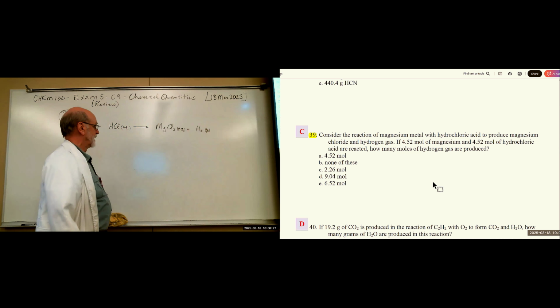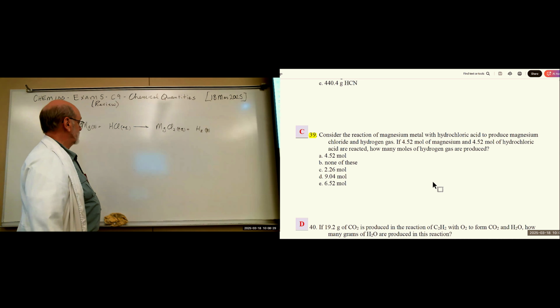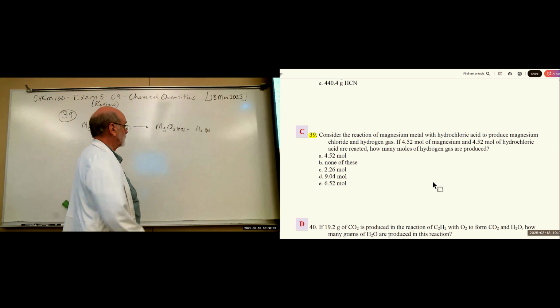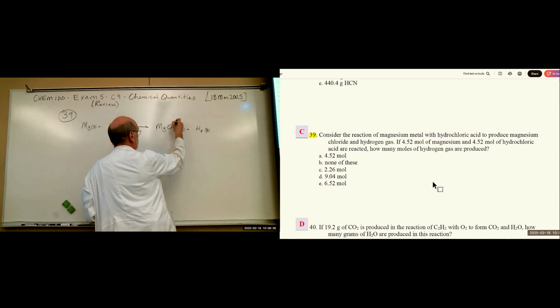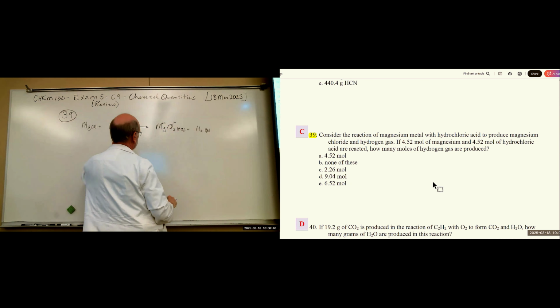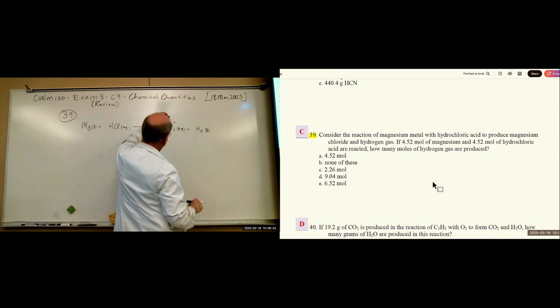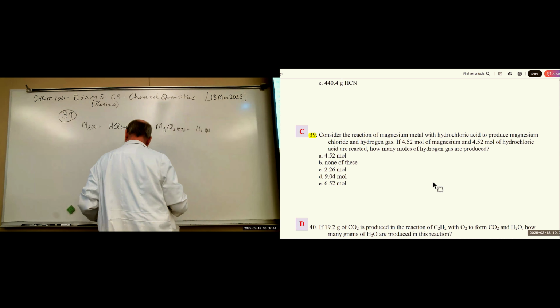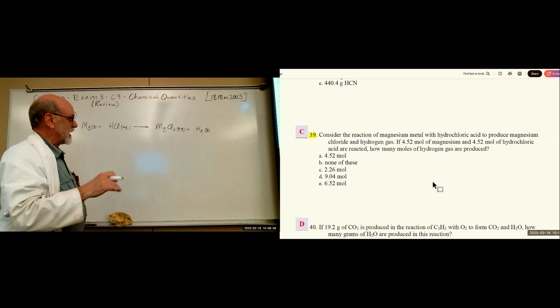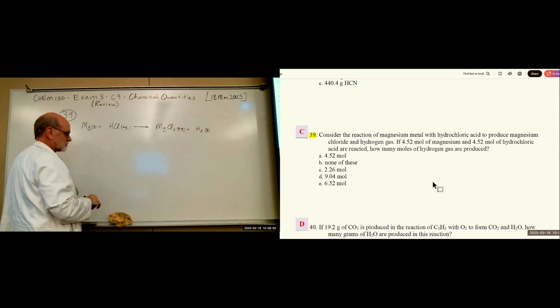There you go. Now, are these written correctly? Take my word for it, and you should know that this is 1 minus, and this is 2 plus, so you need 2 chlorine. Okay, and hydrogen gas must be diatomic. Now we have to balance the equation.